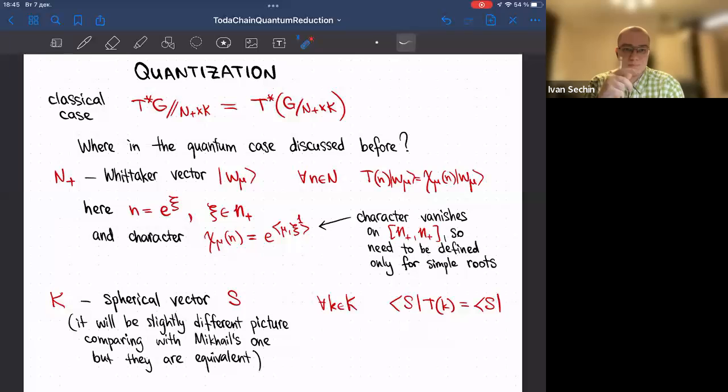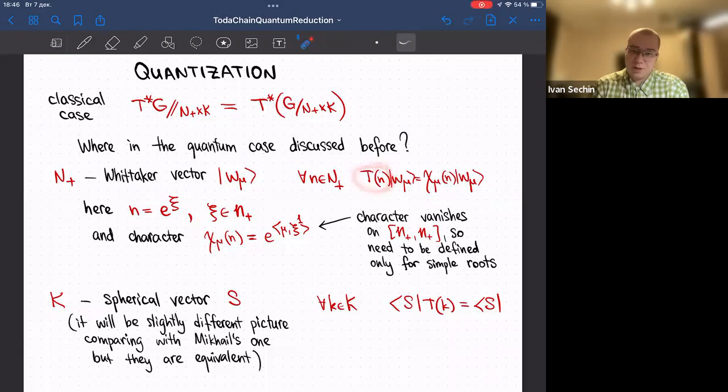And let's go to the quantum side. And Mikhail said to us that we have a Whittaker vector, and the definition was connected with our n plus. But I don't remember, he defined it for the algebra, but I will define it for group elements.